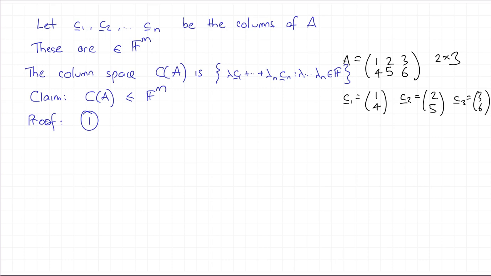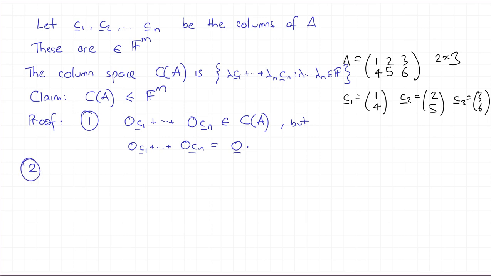I want to show that the 0 vector is in there, but that's easy. I'm allowed to take any linear combination I like, and it's an element of the column space. So I'm just going to take the linear combination where all the coefficients, all the lambdas, are 0. So 0 C1 plus, and so on, up to 0 Cn is in C of A, by definition of the column space C of A. But that linear combination is, of course, equal to the 0 vector. Okay, so the 0 vector belongs to the column space.